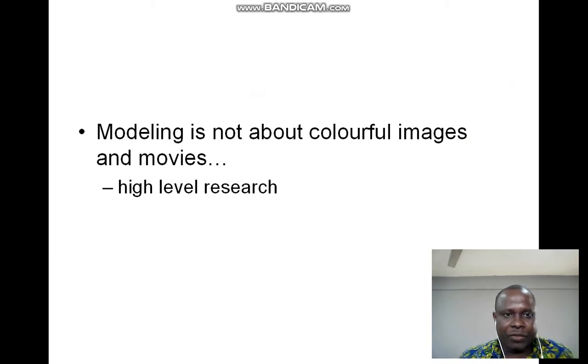I'll end this introductory part by saying that modeling is not about colorful images and videos. Of course, those are part of it, but you can use modeling to do high-level research. In the next 2 slides or so, I'll talk a bit about that. You can actually do high-level research and publish papers with data from a model or by just modeling yourself.